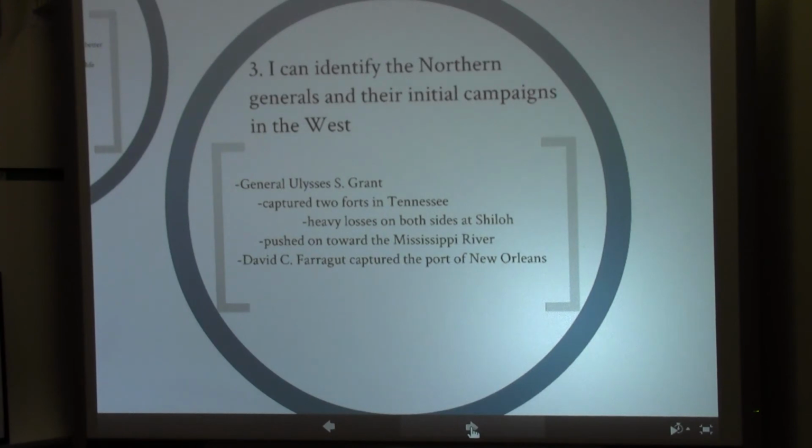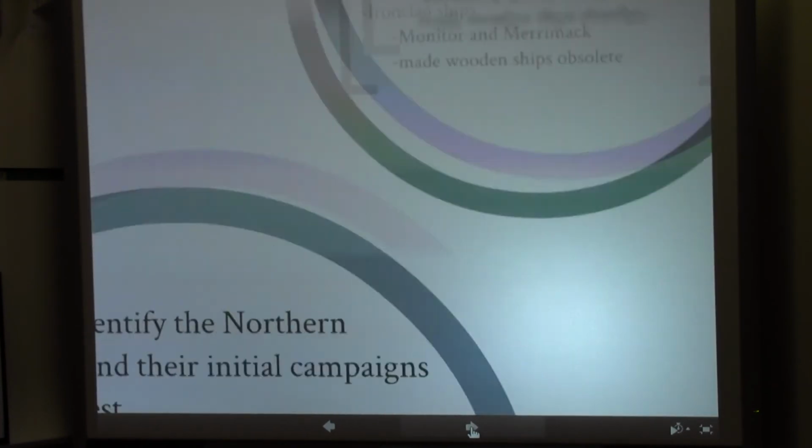I can identify the Northern generals and their initial campaigns in the West. General Ulysses S. Grant captured 2 forts in Tennessee. Both sides suffered heavy losses at a battle at Shiloh, and once he had captured the forts, Grant pushed on toward the Mississippi River. While Grant was moving towards the Mississippi River, David Farragut, who was the naval commander for the Union, captured the port of New Orleans. Remember, that was another one of the prongs, split the Confederacy at the Mississippi.